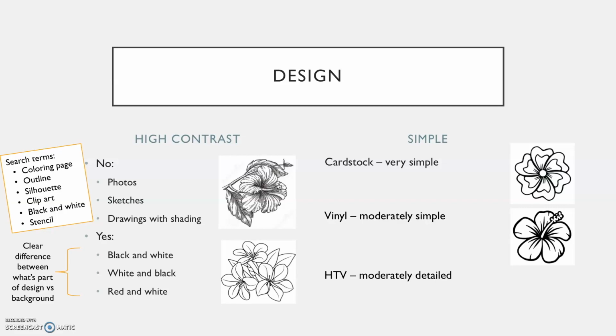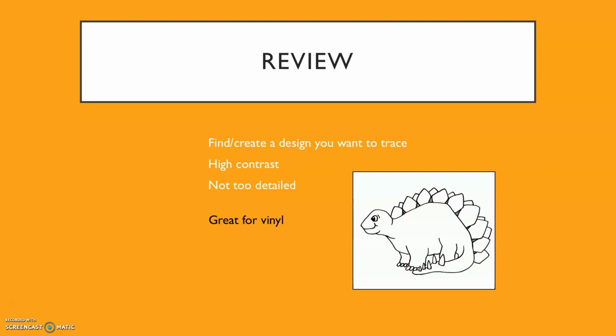I still wouldn't want to do something crazy detailed because it would be too difficult to weed by hand, or the details could potentially just get lost in how small they are in the design. This is a good example of something that I would choose if I were using HTV due to its moderate detail level. Alright, so to review so far, we need an image to trace, and it should be high contrast and not too detailed. This one here is great for vinyl, so I'm going to use it as my example.